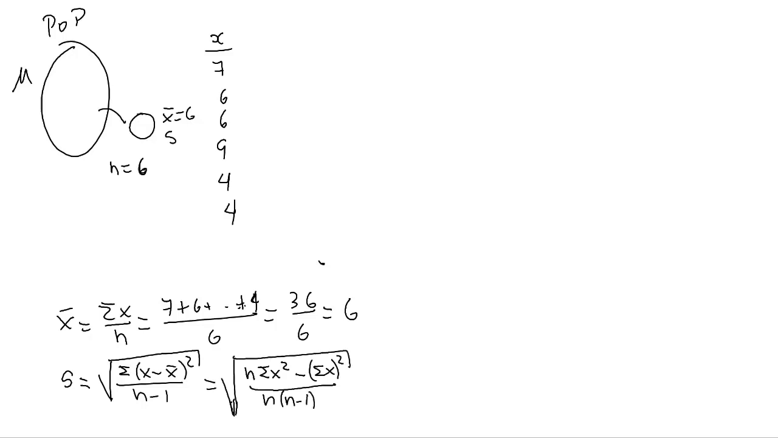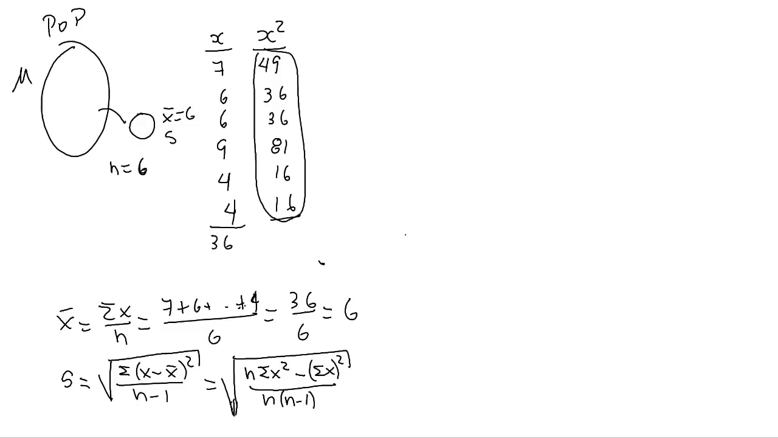Then, if you have a cheap calculator, you can obtain all the squares here. The square of 7 is 49, then 36, 36, 81, 16, and 16. Remember, if you add all of these values, the sum was 36. But if you add all of these squares, the sum is 49 plus 36 plus 36 plus 81 plus 16 plus 16. This value is 234.